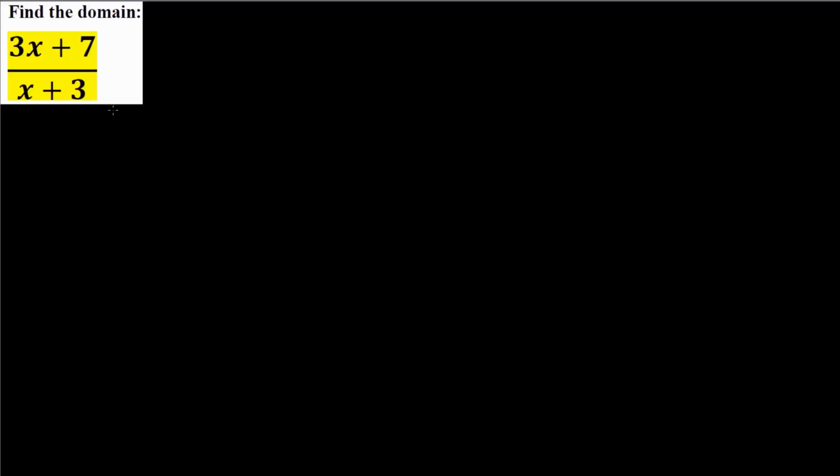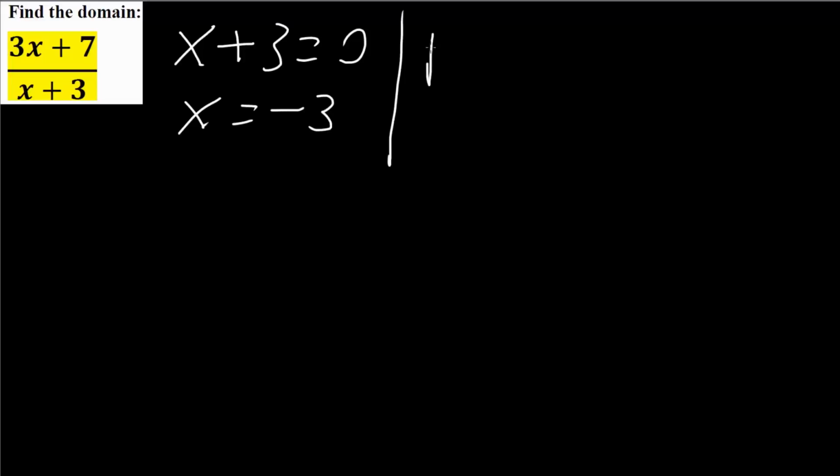And so in order to get the domain, we need to think what values of x will this not work. And we know we can't divide by 0. So the restriction we have is we can't divide by 0. So this cannot equal 0. So if we say that x plus 3 is equal to 0, therefore x is equal to negative 3 in order to make 0. And so we can say that the domain where x does not equal negative 3.